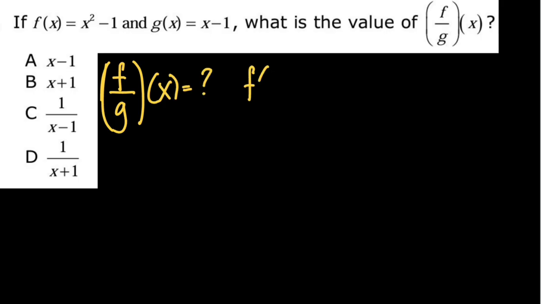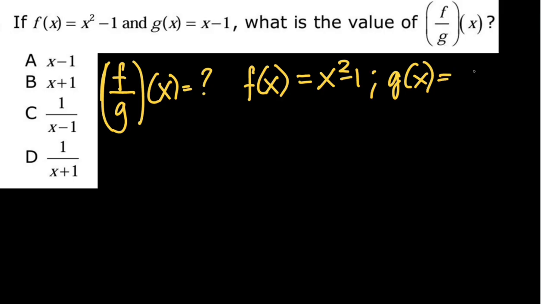If f of x is equal to x squared minus 1 and g of x is equal to x minus 1, what is the value of f over g of x? So we are asked here for the value of f over g of x. And we're given the two functions f of x and g of x, which are equal to x squared minus 1 and x minus 1 respectively.